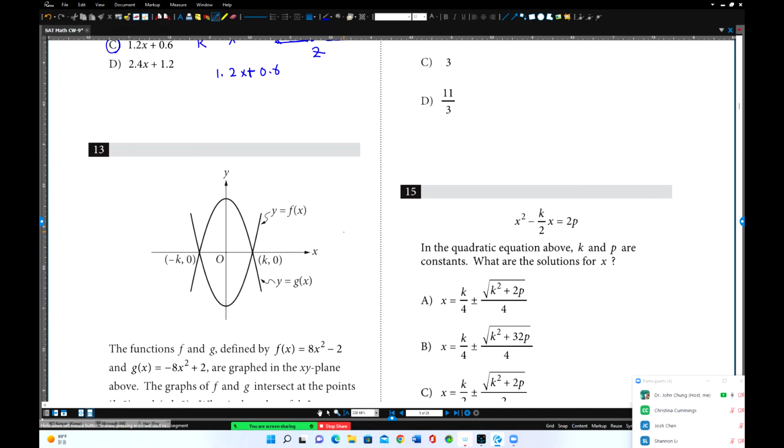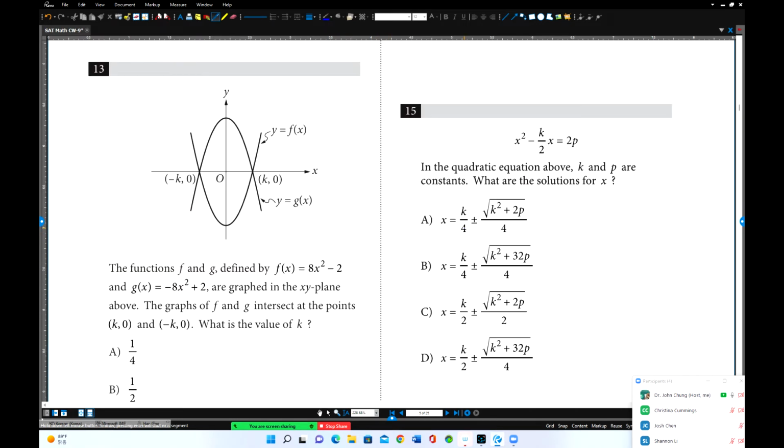Number 13 there, we have two quadratic graphs. One is 8x squared minus 2. This one opens upward, 8x squared minus 2. This one opens downward, must be y equals negative 8x squared plus 2. It's okay. But same ax squared, okay? Same shape. Graphs F and G intersect at the point K, 0 over here. Definitely.